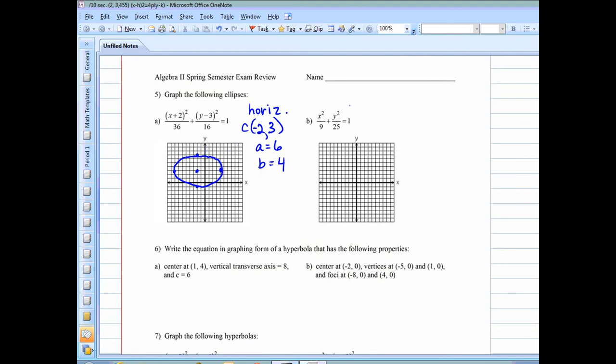The next one, because the a squared bigger denominator is under the y, that means it's vertical. Because the numerator has nothing subtracted from x or y, that means our center is the origin, 0, 0. And a squared being the bigger denominator means a is 5 and b is 3. So we're going to go vertically the 5 and horizontally the 3. And then we draw our vertical ellipse.